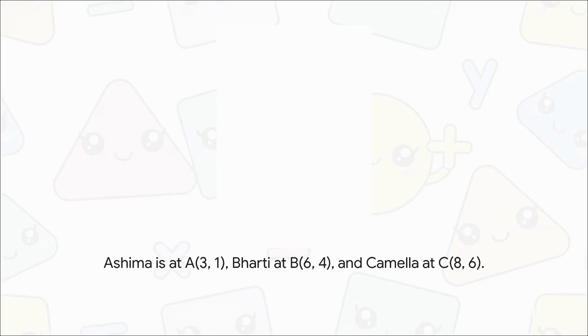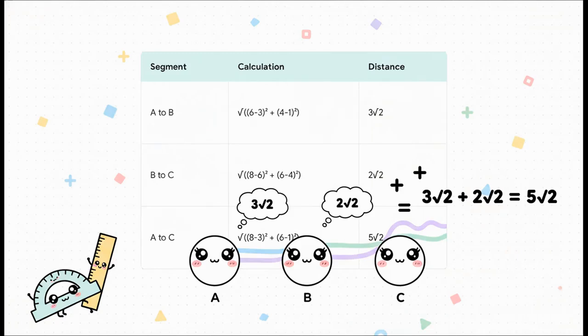So check this out. We have Ashima at point A, Barty at B, and Camilla at C. We have their exact coordinates on the classroom grid. Now, to know for sure if they're in a line, we can't just eyeball it. We need to prove it with math. So here's the logic. It's pretty clever. We use our distance formula 3 times.